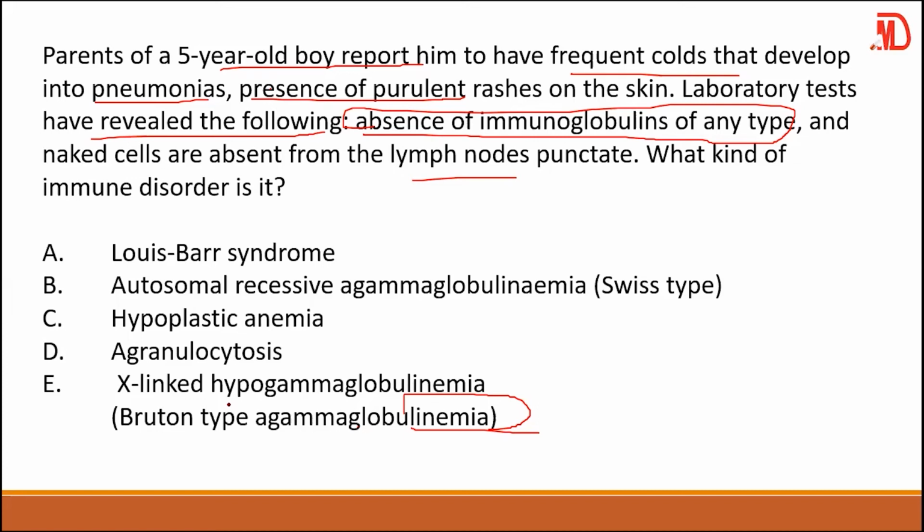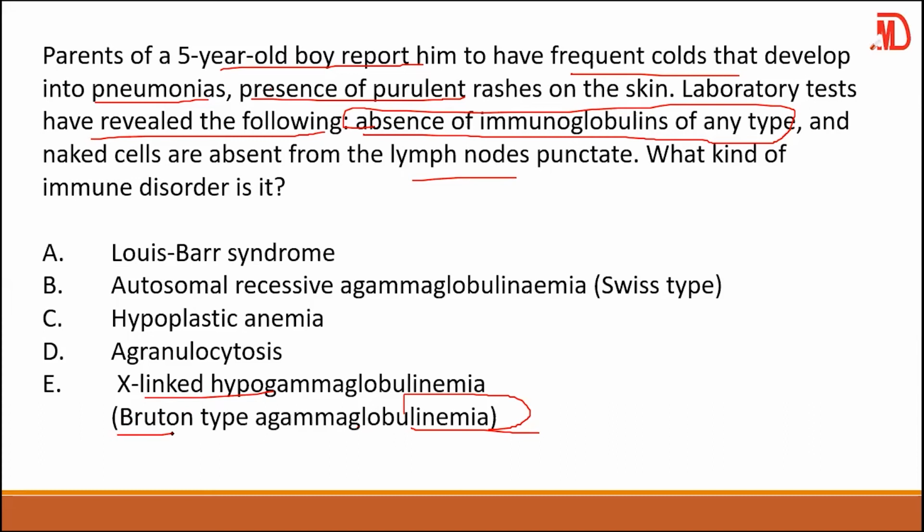So how do I remember this? Even though this is X-linked, B means Bruton. B for Bruton. B type means Bruton. If you have this in the back of your mind, you know that B cells are responsible for immunoglobulins. So if they tell you that there are no immunoglobulins present, B comes to your mind.